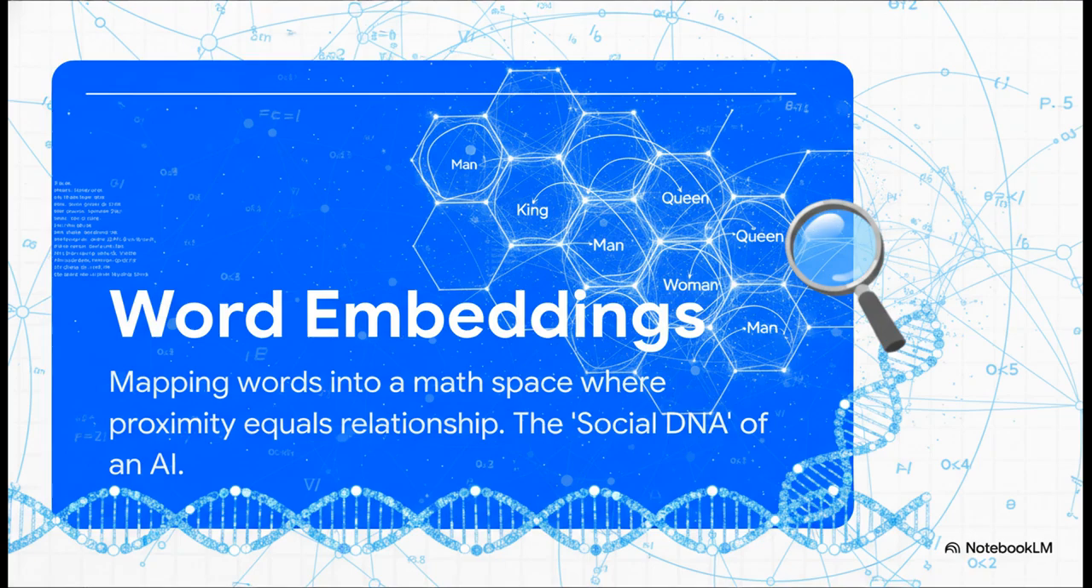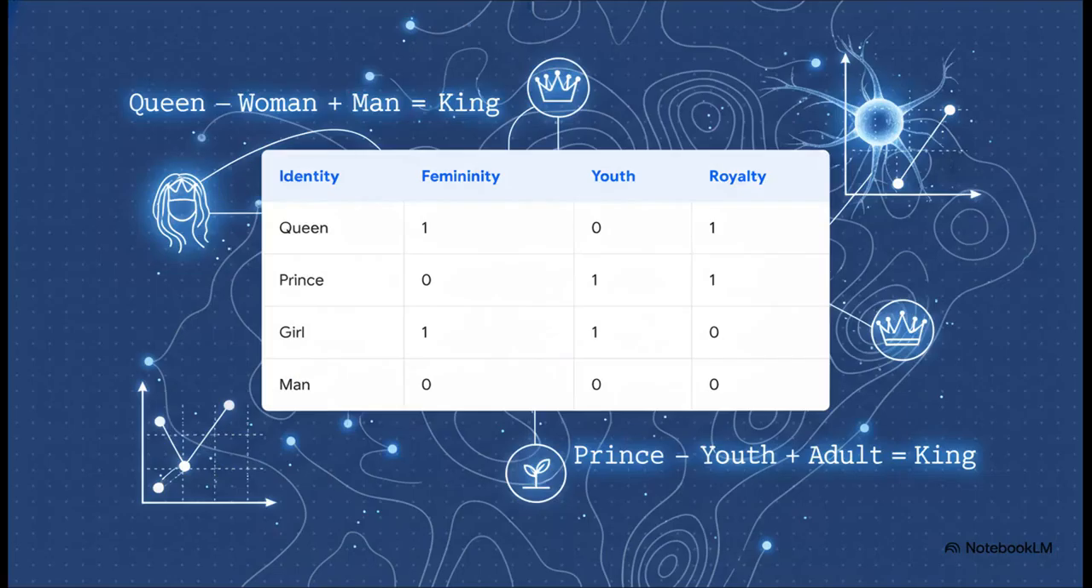The magic here is a technique called word embeddings. See, for an AI, the meaning of a word isn't in some dictionary, not at all. Its meaning comes from where it sits in relation to all the other words in a huge mathematical space. Words that are close together are related. It's like a giant social network for concepts, and this network is literally the social DNA that an AI uses to understand language. Let's make this a little more concrete.